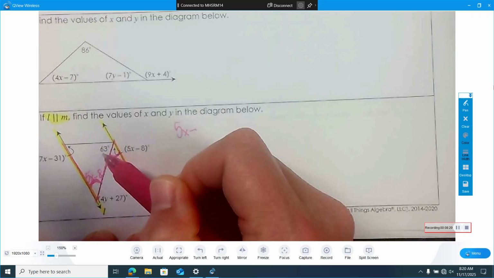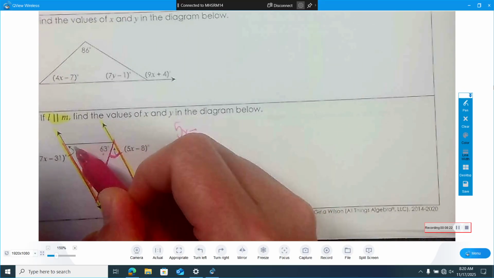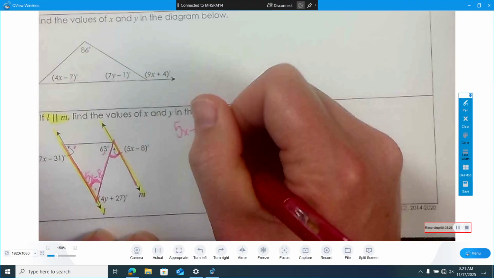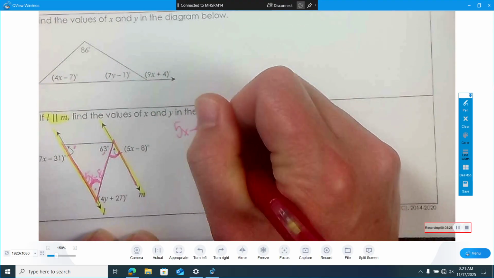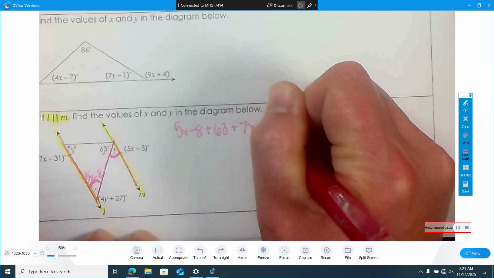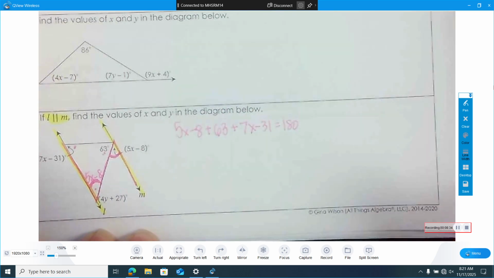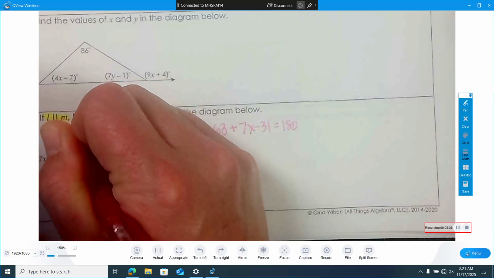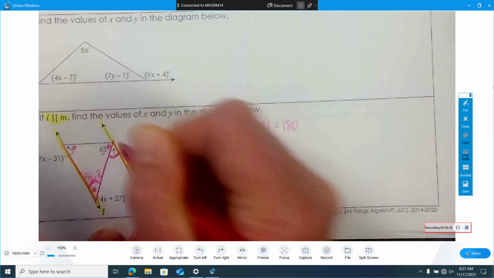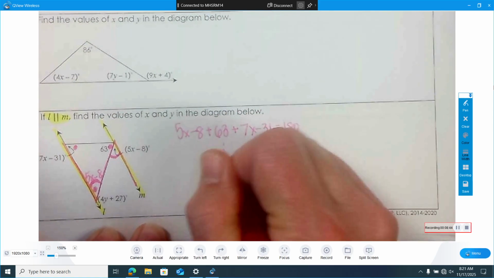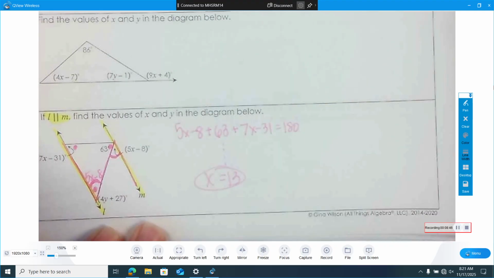5x minus 8 plus 63 plus this angle up here. So all three angles added up. So 5x minus 8 plus 63 plus 7x minus 31 should equal 180. So three interior angles add together to equal 180 degrees. And magic happens, and we get x equals 13.